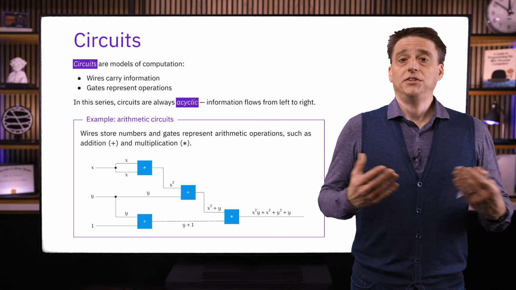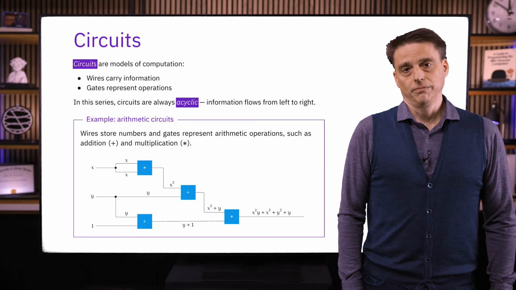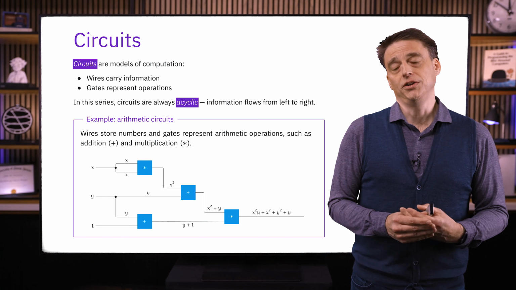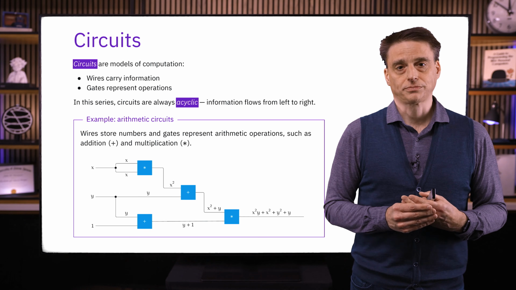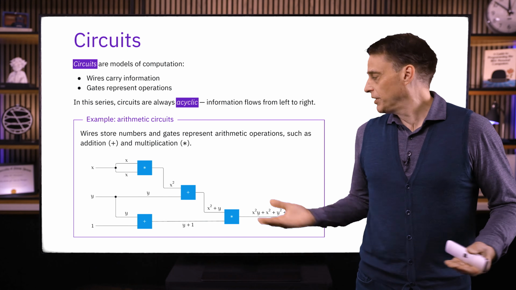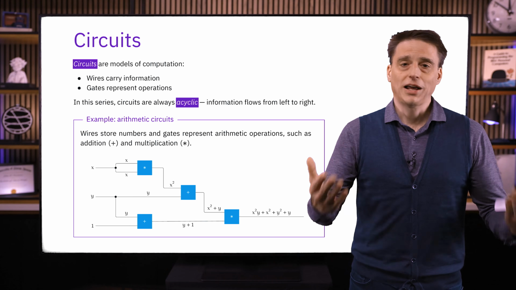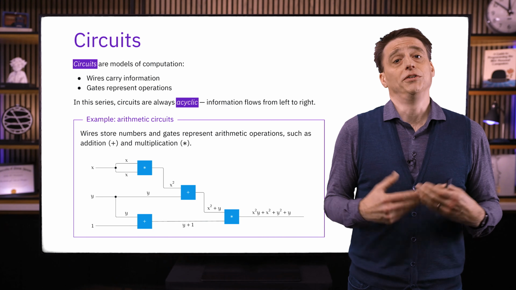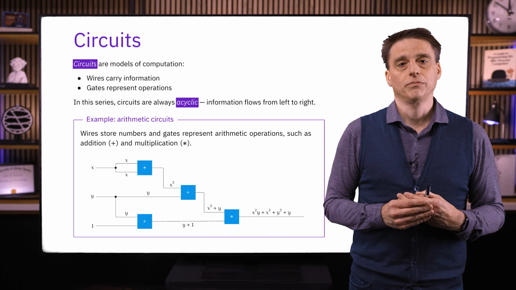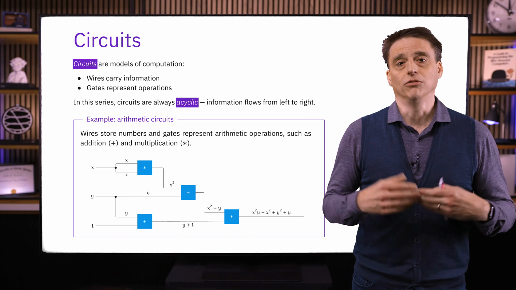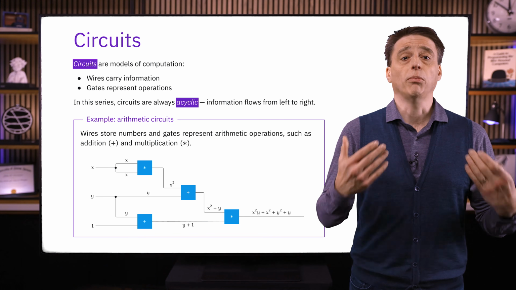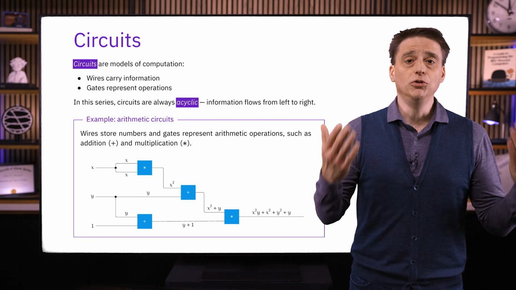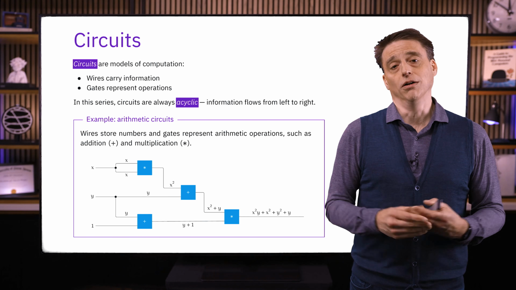Here's a different example of a different type of circuit called an arithmetic circuit. This time the wires store numbers and the gates represent arithmetic operations such as addition and multiplication. Here you can see an example of an arithmetic circuit. It's not important for the sake of this lesson what it does, it's just an example that's meant to convey the idea that there are different notions of circuits. We can also think about circuits involving randomness, for instance, where the gates represent probabilistic operations. And if you felt like it, you could probably sit around all day dreaming up new models of computation based on the notion of circuits.